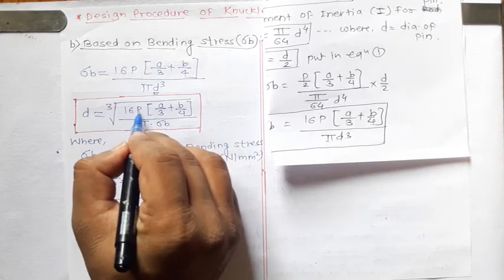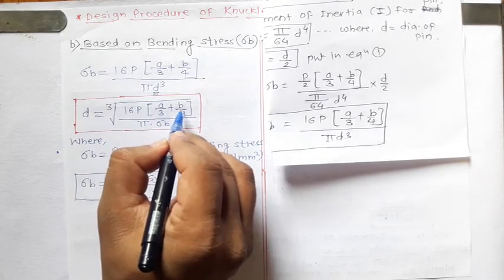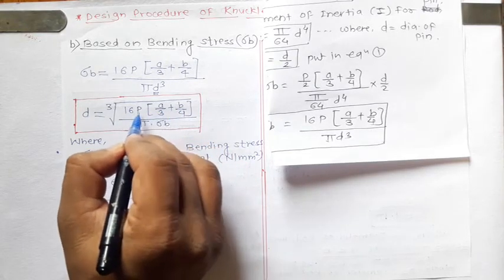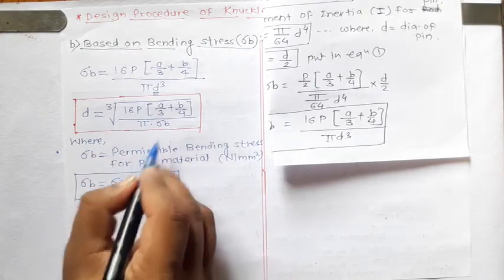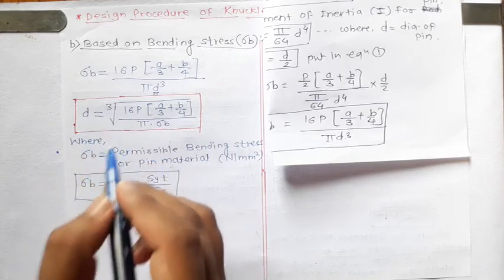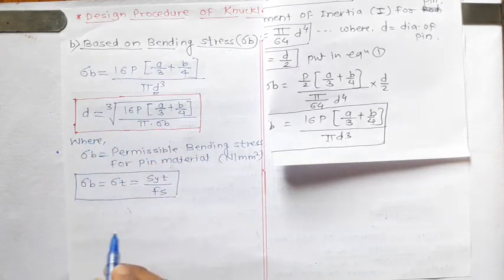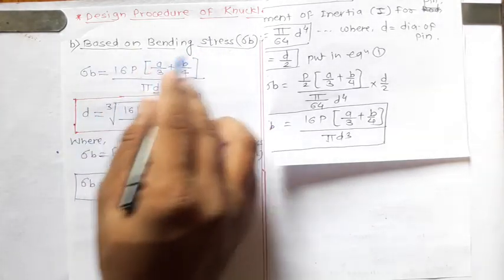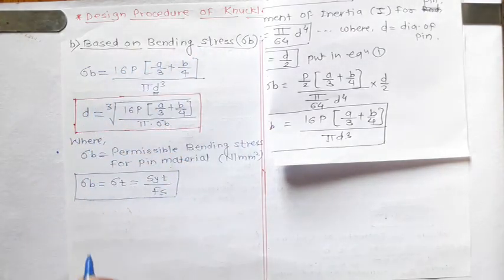This P will be given to you. A and B you have already calculated in step 3. And you can put the value of A and B from the previous steps. You can put the value of P. You can get this value of sigma b from this equation. And you can easily calculate this diameter of pin. So you will get here two values of d, first based on shear stress and second based on this bending stress. So we have to select the maximum value of pin diameter from above two values.